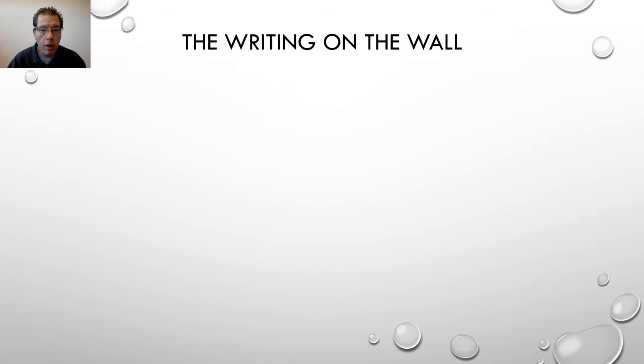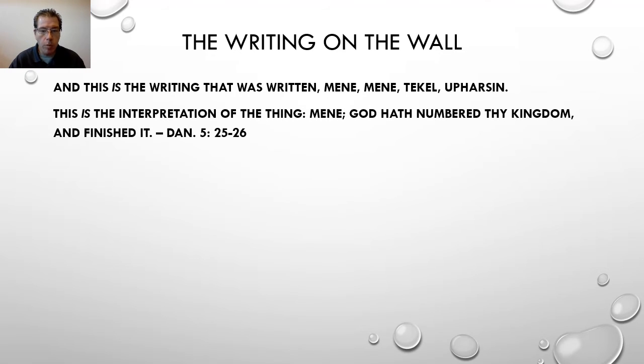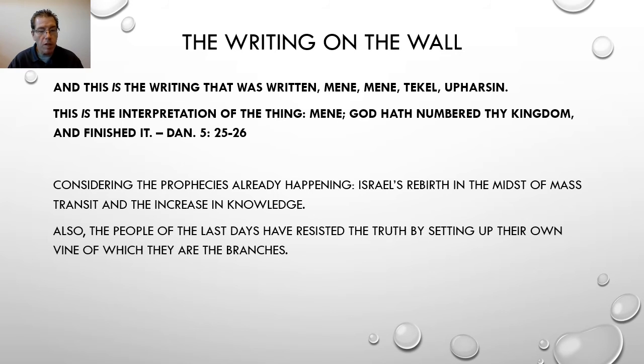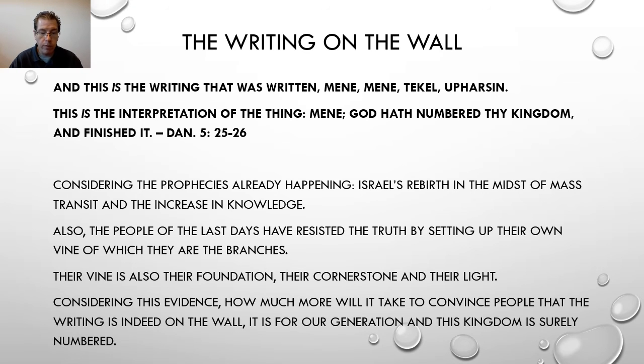Let's look at the writing on the wall. The writing that was written, mene, mene, tekel, upharsin. This, the interpretation of the thing, mene, God hath numbered thy kingdom and finished it. Considering the prophecies already happening, Israel's rebirth in the midst of mass transit and the increase in knowledge. Also, the people of the last days have resisted the truth by setting up their own vine, of which they are the branches. Their vine is also their foundation, their cornerstone, and their light. Considering this evidence, how much more will it take to convince people the writing is indeed on the wall? It is for our generation, and this kingdom is numbered.